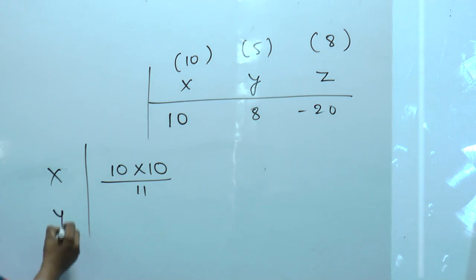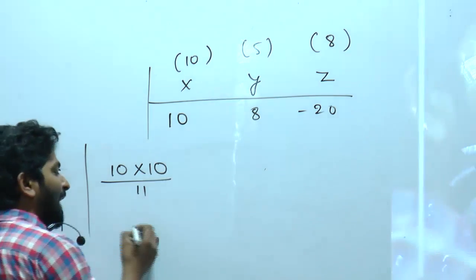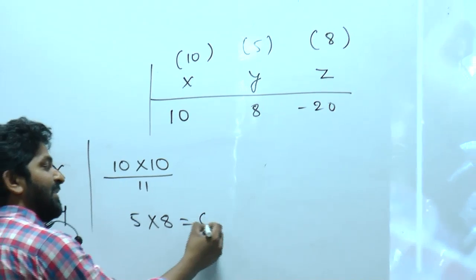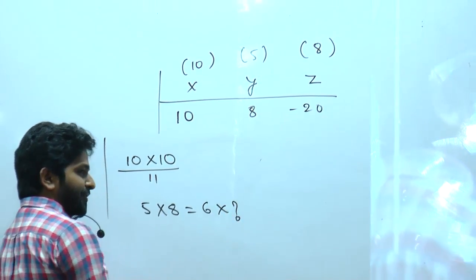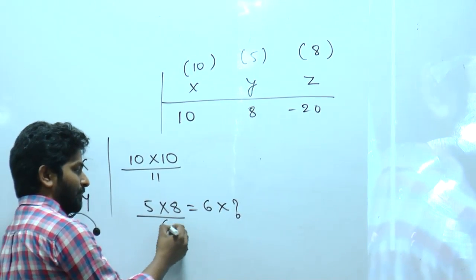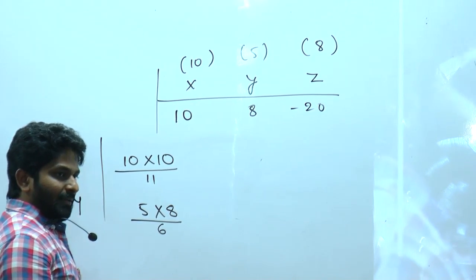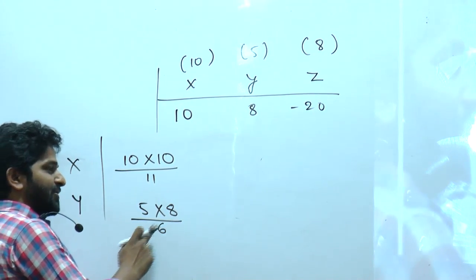And from set Y, 5 taps can fill it in 8 minutes. 6 taps can fill it in how much time? By 6. Right? Now set Y takes this much time to fill the tank.